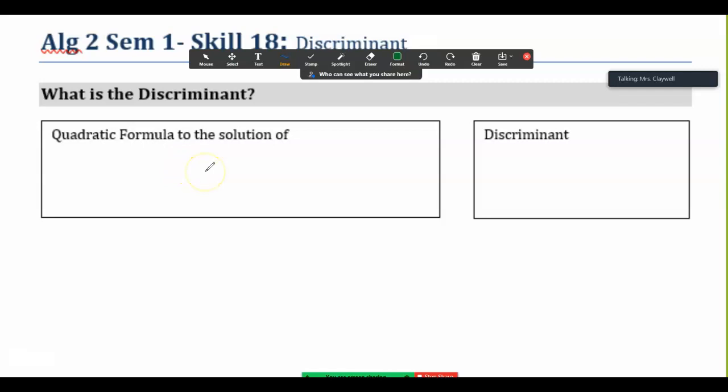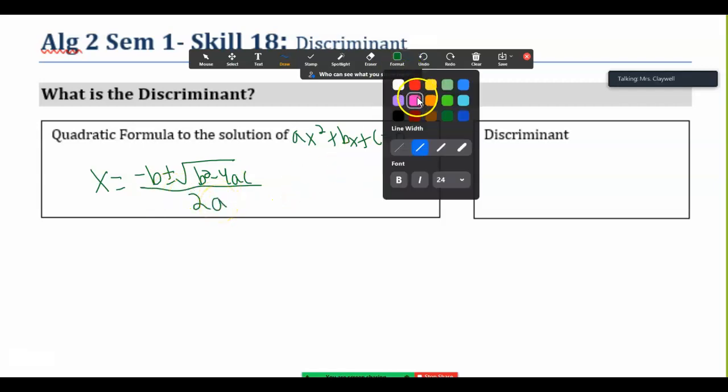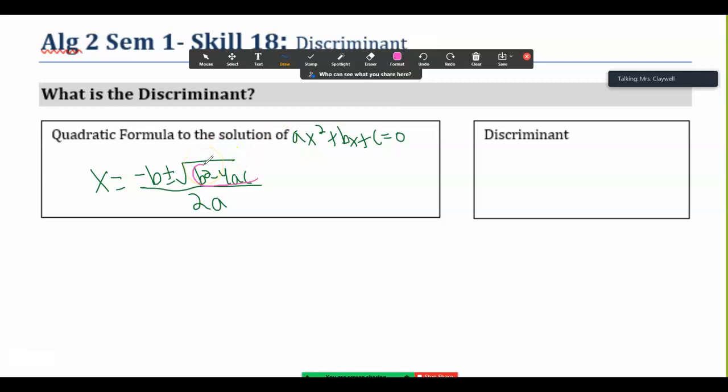So the quadratic formula gives us a solution for the quadratic equation, which is ax squared plus bx plus c equals 0. And the quadratic formula is x equals negative b plus or minus the square root of b squared minus 4ac, all over 2a. The discriminant is the part in the square root.